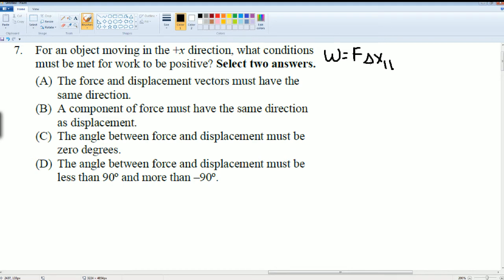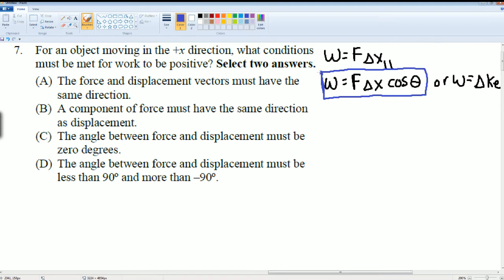The force needs to be applied parallel in the direction. In other words, work is equal to force times delta x cosine theta. You might have seen that version, or you could also see work is equal to the change of kinetic energy, or K. Here, there's no kinetic energy. It seems like we're dealing with some thetas, so we are probably working with this version of the work equation. There are a lot of different work equations, but they represent the same thing.